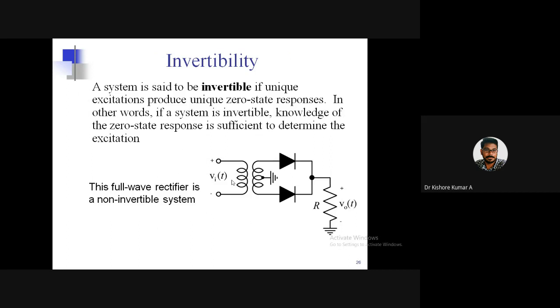For example, if a system is invertible, knowledge of the zero state response is sufficient to determine the excitation. See here, this full wave rectifier is given. This full wave rectifier is a non-invertible system because unique excitations do not produce unique zero state responses. If a particular system is invertible, then knowledge of the zero state response is sufficient to determine the excitation. But in the given example of the full wave rectifier, it is not possible. Therefore this full wave rectifier is always a non-invertible system.